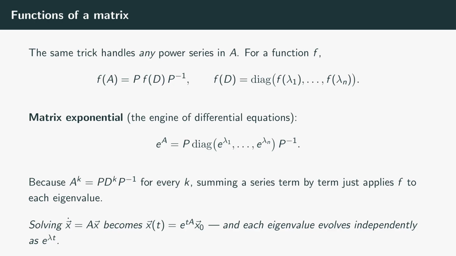The most important example is the matrix exponential e to the a, which is the engine behind systems of differential equations. Diagonalizing turns it into p times the diagonal matrix of e to each eigenvalue times p inverse. So solving the system x dot equals ax, the continuous cousin of a recurrence, becomes x of t equals e to the ta times the start, and in the eigenbasis, each coordinate simply evolves on its own as e to the eigenvalue times t. Diagonalization decouples a tangled system into independent one-dimensional pieces.